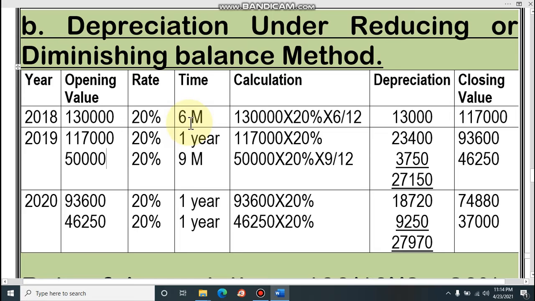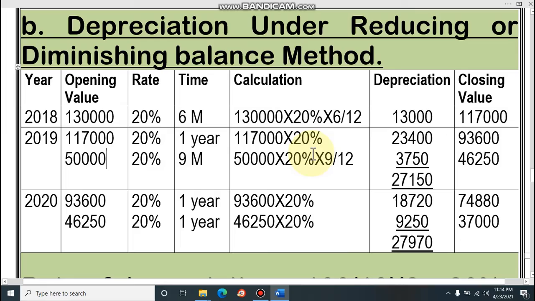So 1,30,000, 20% for 6 months, because we bought this machine on 1st of July. So 6 months, 1,30,000 into 20% into 6 by 12, it is 13,000 depreciation for 2018. So what will be the closing value? You know that opening value minus depreciation, so closing value is 1,17,000. So in 2019 the opening value is 1,17,000.